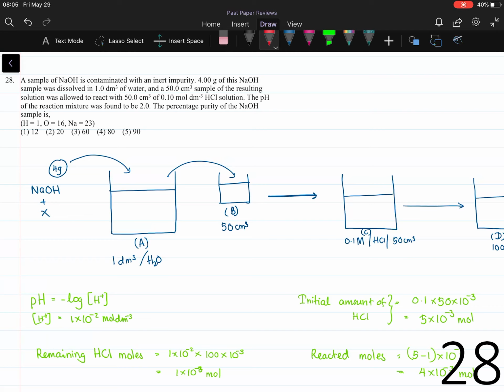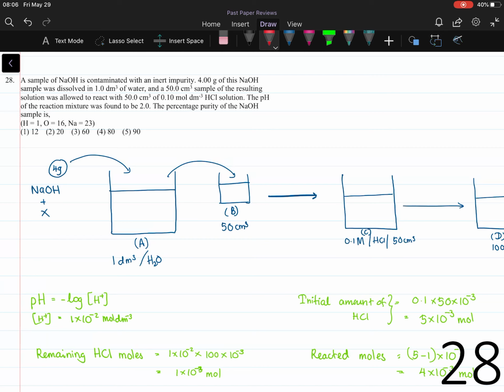Question number 28. A sample of sodium hydroxide is contaminated with an inert impurity. 4 grams of the sodium hydroxide sample was dissolved in 1 cubic decimeter of water, and a 50 cubic centimeter sample of the resulting solution was allowed to react with 50 cubic centimeters of 0.1 HCl solution. The pH of the reaction mixture was found to be 2. The percentage of purity of the sodium hydroxide sample is.